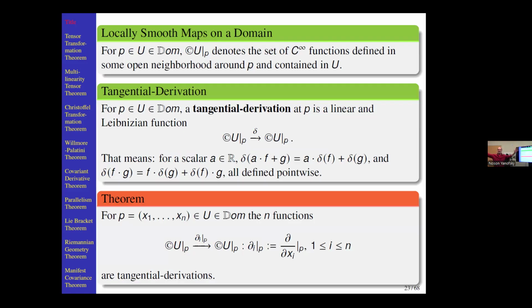That's too big for me, but I really liked it when I found that there's an alternative in terms of derivations, which is a pure algebraic concept. It's linear and Leibnizian. I don't know if other people use the word Leibnizian, but I prefer to say that than say it obeys the Leibniz rule, UDV plus VDU.